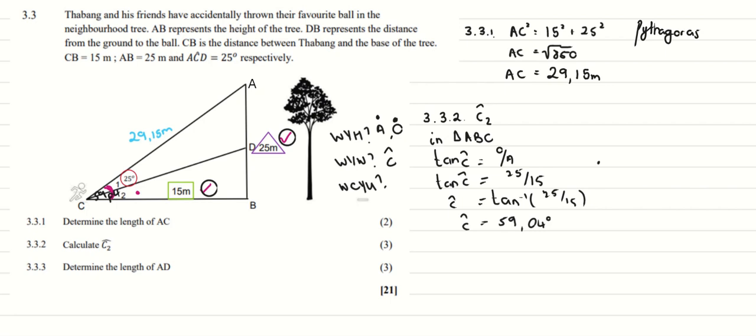And so now, because we have the whole angle, angle C2 would be 59.04 minus the 25 degrees, which we already had. And so angle C2 works out as 34.04 degrees. Okay, and this is logical because, as you can see, C2 looks like it's a bit bigger than the 25. So this is 34.04 degrees for angle C2.